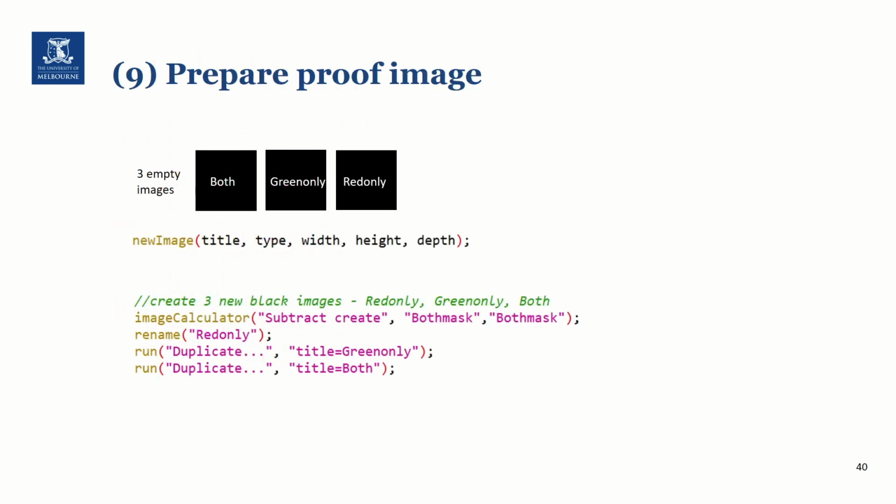And also we have to create those 3 black images. To create a new image, we could have used the newImage function. But to do this, we also have to define many things like title, type, width, height, and depth. Also, this newly created image will not have the same metadata as our image, such as pixel size information, which is missing, so we will have to define it if we use this newImage function.